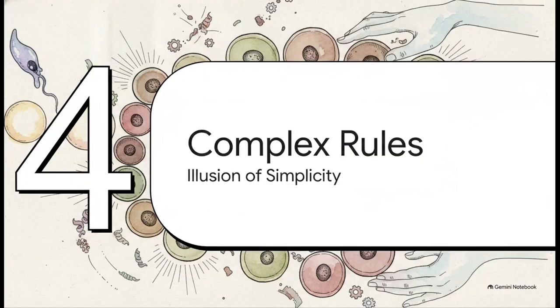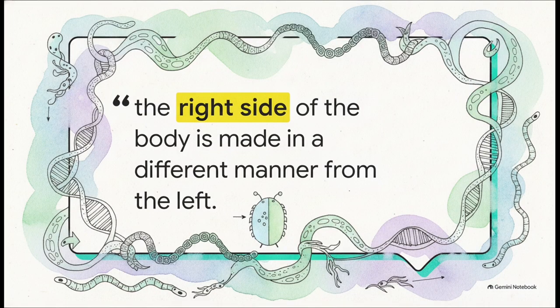Section 4. Complex rules for simple worms. The illusion of simplicity. We've just traced the genesis of 3D geometry in C. elegans, right? From this amoeboid sperm entering a blank canvas, all the way to a 12-cell embryo that inherently knows exactly where every part of its future body belongs. It is just a stunning choreography of mechanical squeezing, precise protein gang wars, and physical touch.